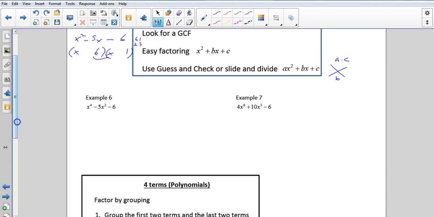We use our smiles to figure out where the positive and negative goes. This is 6. This is 1. I want a negative 5. So that means the 6 has got to be negative and the 1 has got to be positive.